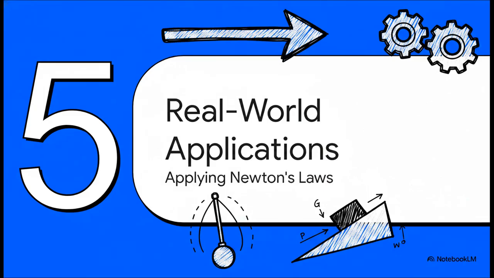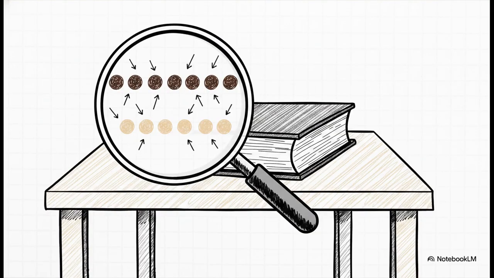Section 5, Real-World Applications. As we dive into Chapter 5 of our text, let's start applying Newton's second law directly to the things we interact with every single day. Now, while gravity is a fundamental force, most of our daily interactions actually rely on what we call derived forces. I'm talking about friction, tension, or the normal force. These explain the mechanics of cars, elevators, you name it.